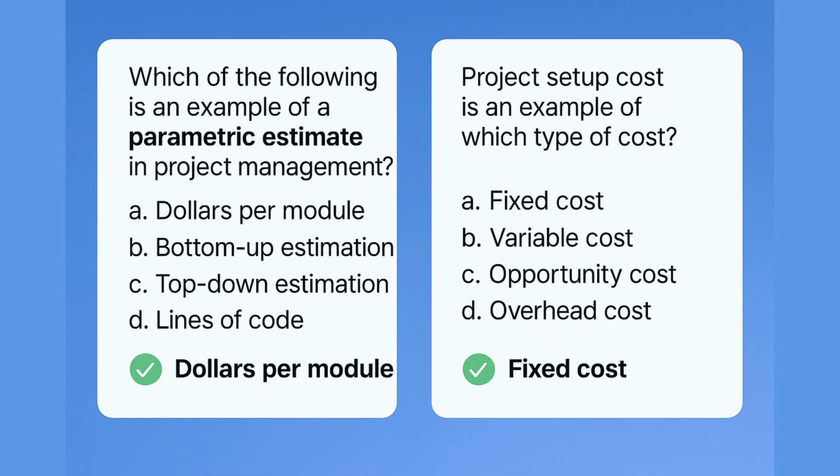So the golden rule is, if it doesn't depend on how much work you do, it's fixed. Let us wrap it up. Dollars per module is a parametric estimate. It's mathematical, data-driven and fast. Project setup cost is nothing but a fixed cost, which is constant and upfront no matter the project size.